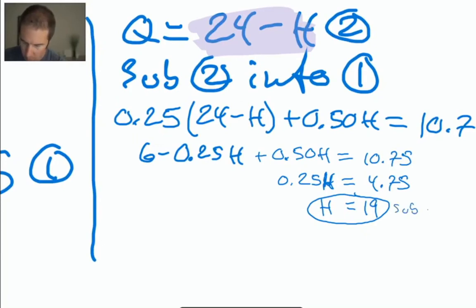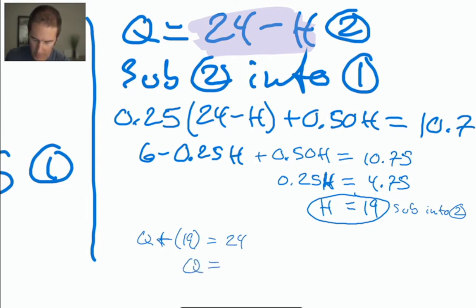We'll substitute this into equation 2. Q plus our H value, which we now know is 19, is equal to 24. Subtract 19 from both sides to find out that she has 5 quarters. This is an answer that you're probably not going to type in as an ordered pair. If you're using online software, my guess is that you'll be given a couple of text entry boxes or maybe a multiple choice situation. Just make sure that you type the 19 and the 5 into their correct locations.